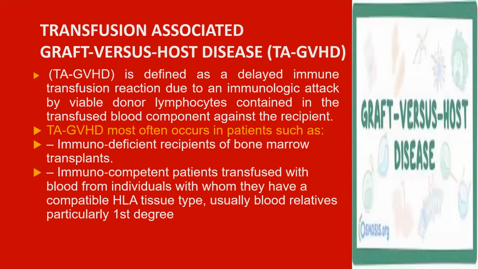Next is transfusion-associated GVHD. Transfusion-associated GVHD is defined as a delayed immune transfusion reaction due to an immunological attack by viable donor lymphocytes. It most often occurs in immunodeficient recipients of bone marrow transplant, and in immunocompetent patients transfused with blood from an individual with whom they have a compatible HLA tissue type, usually a blood relative, particularly first degree.